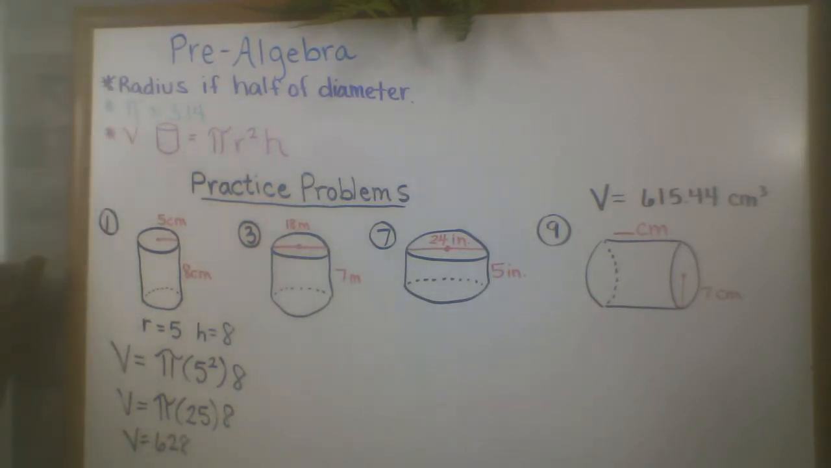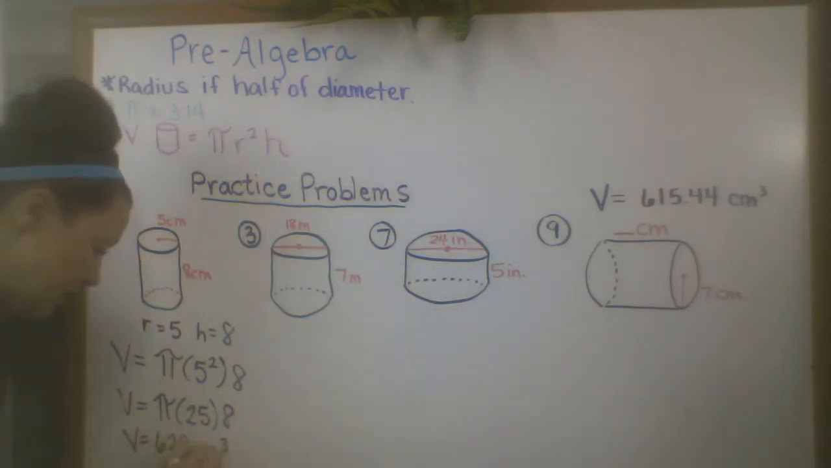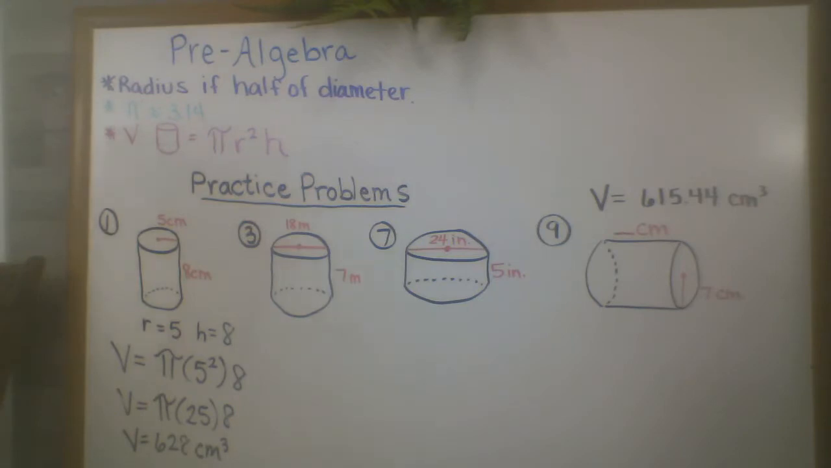But 628 what? We started with centimeters. And if this were a prism, then we multiplied length times width times height. That's 3 things. But in this case, what we did is we squared this. So that was centimeters squared. And then we multiplied by the height. So that should give us cubic centimeters. So always make sure that you are able to label your volume in cubic units.